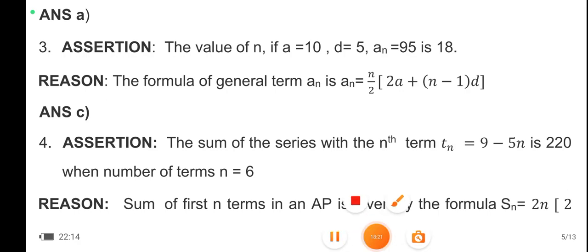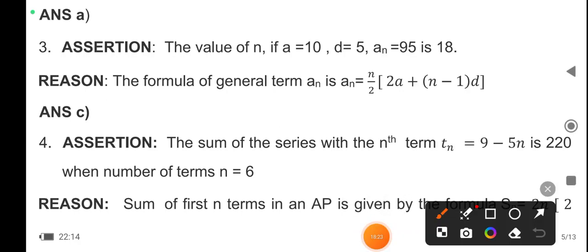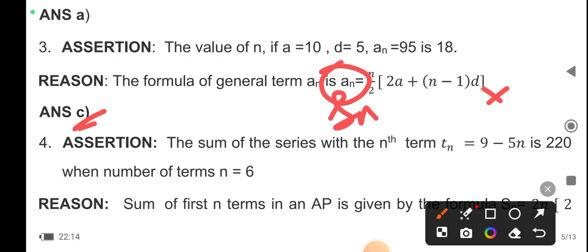So assertion true, correct, check. Then the reason: Sn equal to n by 2 into 2a plus n minus 1 into d, if they had given that, option B would come. But purposefully they gave an equal to n by 2 into 2a plus n minus 1 into d, which is not a formula. So I should say the reason is false. So A true and R false, option C. Suppose they had given Sn equal to n by 2, then that formula would be correct, but it wouldn't be a correct explanation, so I would get option B.